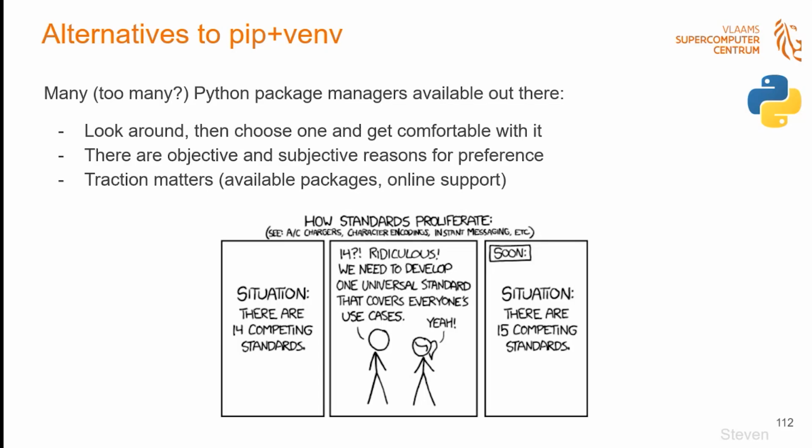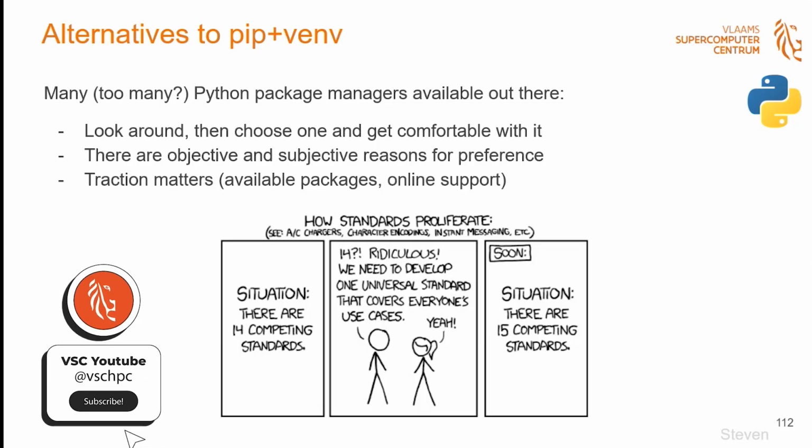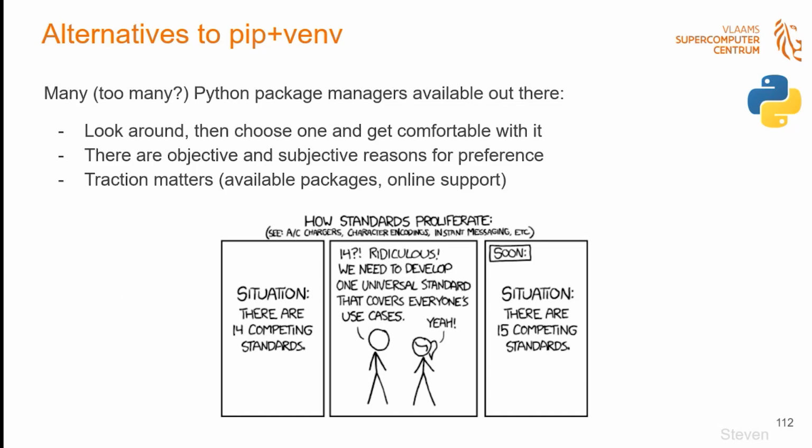Often there are objective, but also some subjective reasons for people to prefer one over the other. For instance, you can say if resolving the dependency is faster, then that's obviously better. But apart from that, it's to a large extent personal preference, I think. What's also important is which packages are available to be installed with a package manager, because if it's very nice to use but doesn't support half of the packages you need, it's basically useless to you.